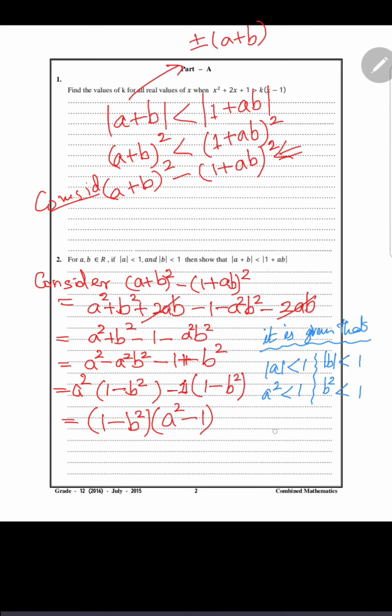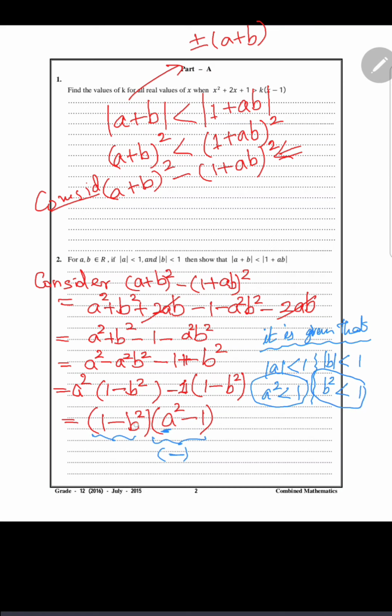So if we consider these two things, if a squared is less than 1 according to this data, what can you say about this bracket? The final sign of this bracket should be negative, because we are substituting a negative value for a squared. Then that negative value minus 1 becomes negative. Then b squared is also negative.